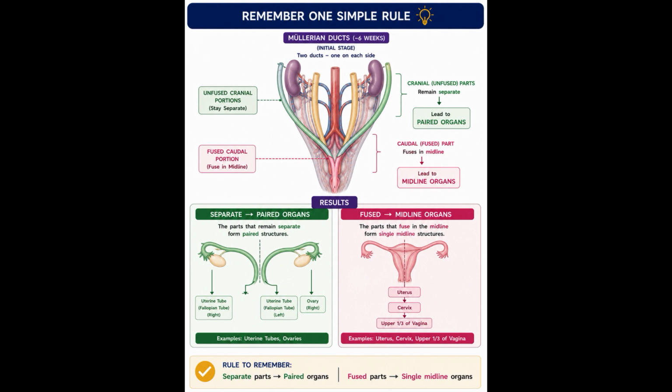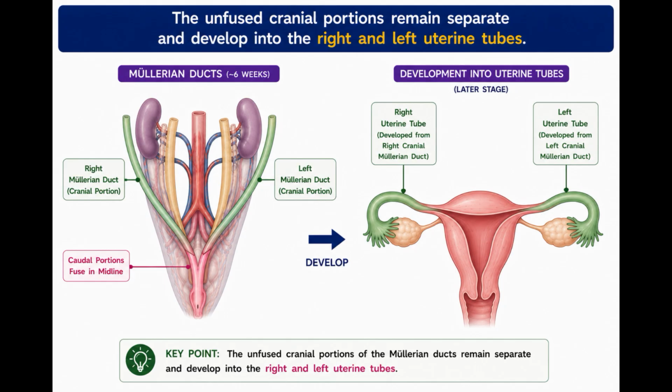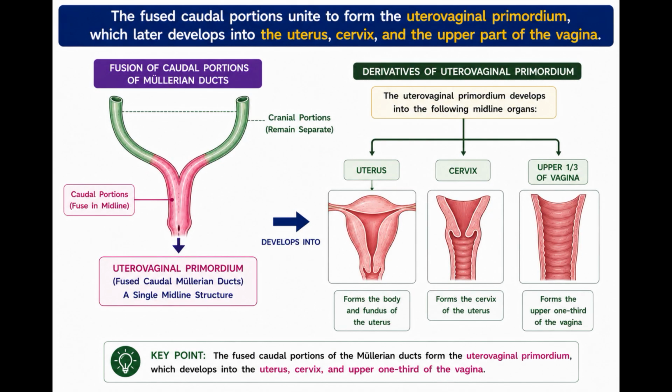Now remember one simple rule: the part that remains separate forms paired organs. The part that fuses forms single midline organs. So, the unfused cranial portions remain separate and develop into the right and left uterine tubes. The fused caudal portions unite to form the uterovaginal primordium, which later develops into the uterus, cervix, and the upper part of the vagina.